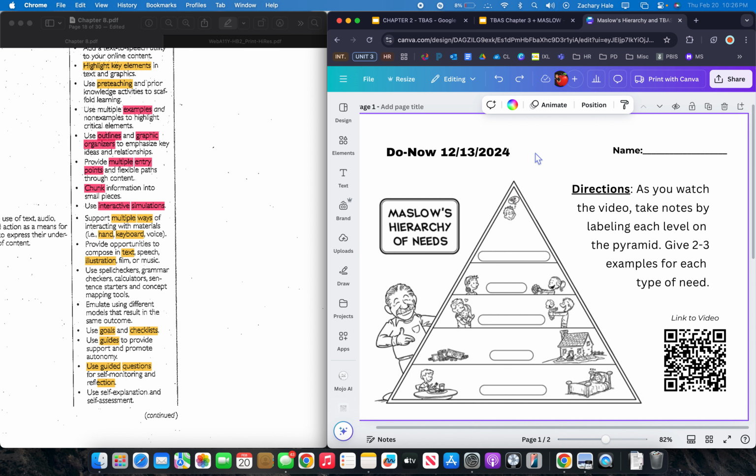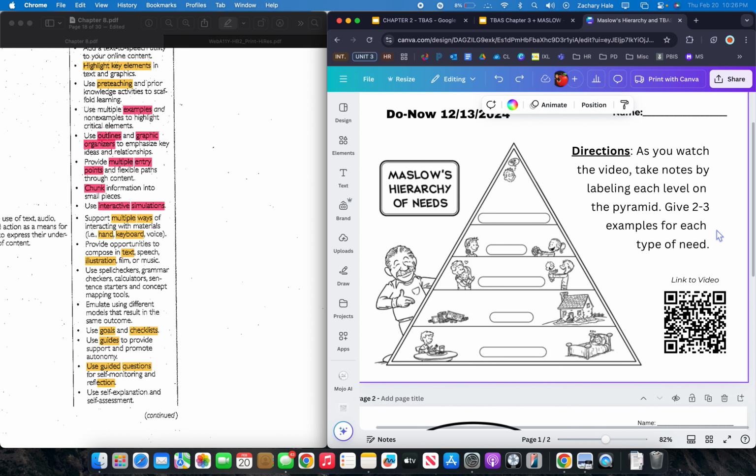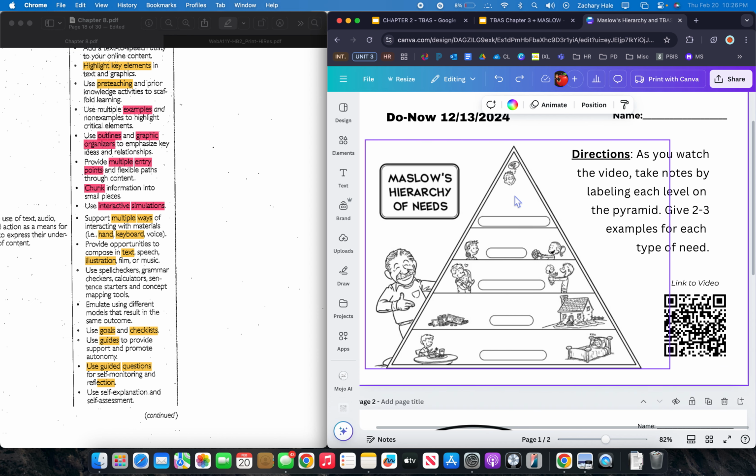text, but I try to incorporate things like QR codes on paper assignments so that students who are maybe not there, or if they want to, can watch the video on their own time, once, twice, or 3 times with their headphones. But this would be their do now assignment, to watch the video and take notes on the pyramid here.